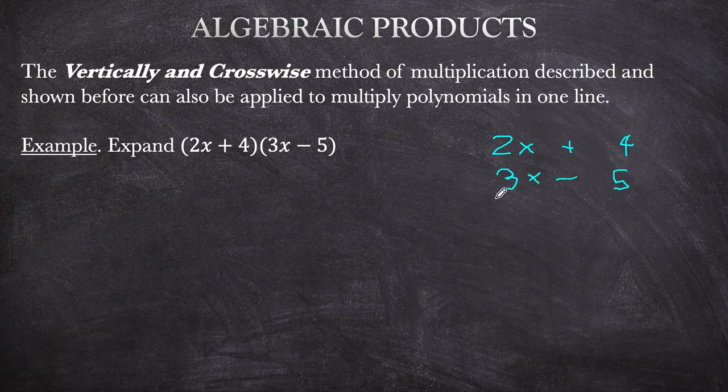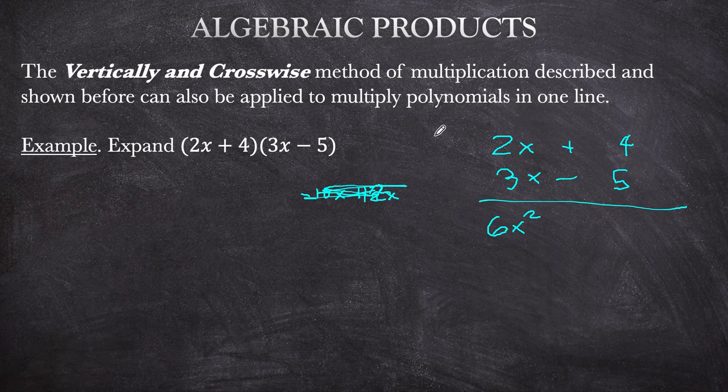So what we're going to do is make use of the vertical and crosswise, using the two-digit approach. So 2x times 3x is going to give us 6x squared. 2x times minus 5 is going to give us minus 10x, plus 4 times 3x. So 4 times 3 is 12. My bad, not 7. I just added it.